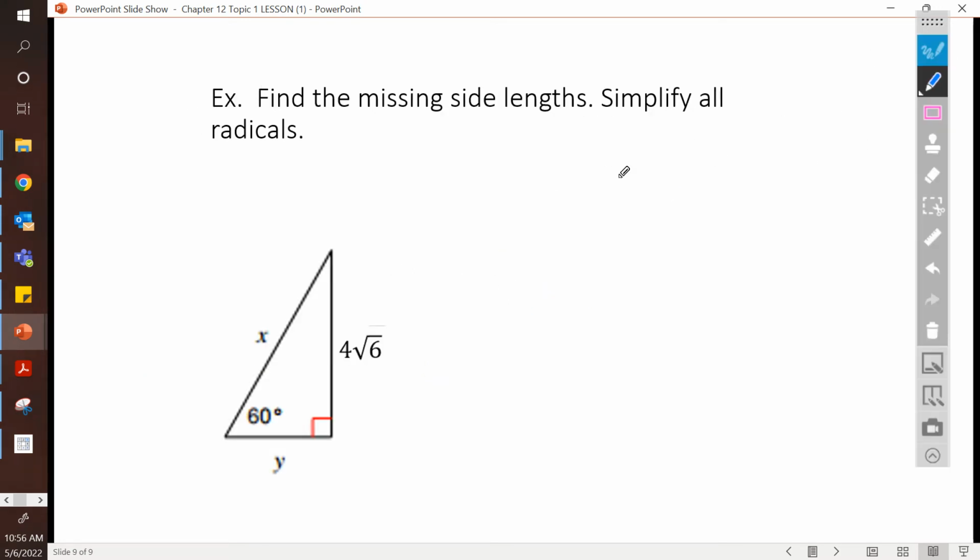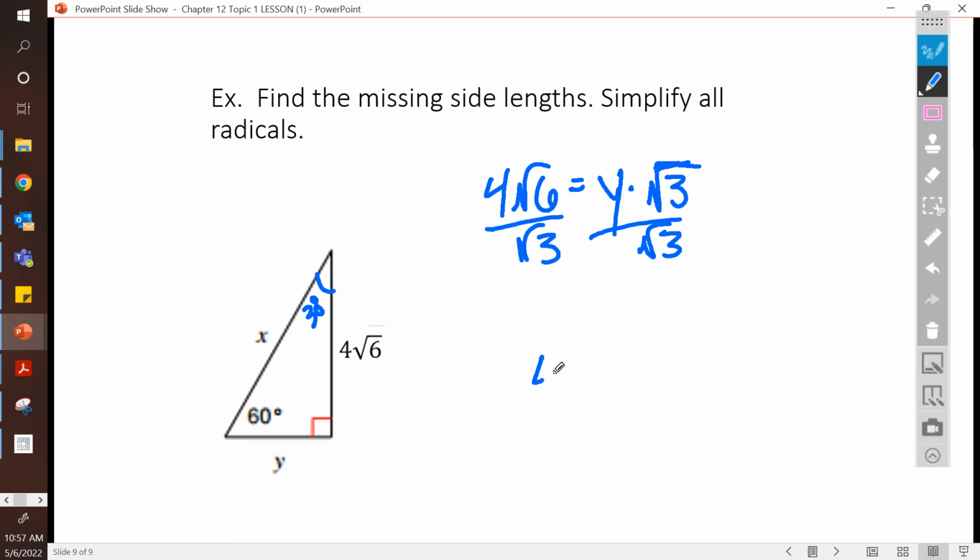Our next example, find the missing side lengths, simplify all radicals. So first we identify where is the shortest leg. So here's the 30-degree angle. So the shortest leg is y. Now we know that the long leg, which is 4 square root of 6, is equal to the short leg multiplied by the square root of 3. So I can solve this for y by dividing by the square root of 3. So we got 4 square root 6 over square root 3 is equal to y.